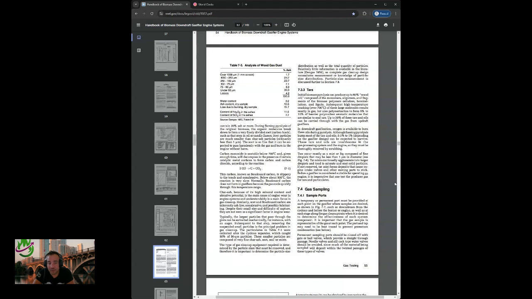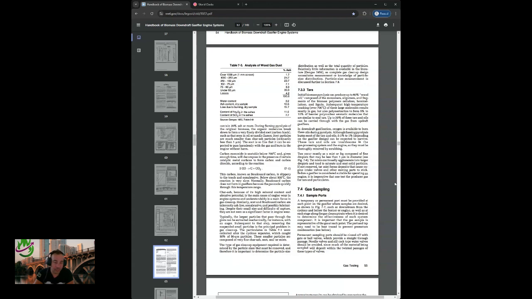Let's talk about tars. Initial biomass pyrolysis can produce up to 60% wood oil composed of the monomers, oligomers, and fragments of the biomass polymers cellulose, hemicellulose, and lignin. Subsequent high temperature cracking over 700 degrees centigrade of these large molecules results mostly in gas, but also a polymerization to form 5% to 10% of heavier polynuclear aromatic molecules that are similar to coal tars. Up to 20% of these tars and oils can be carried through with the gas from updraft gasifiers.